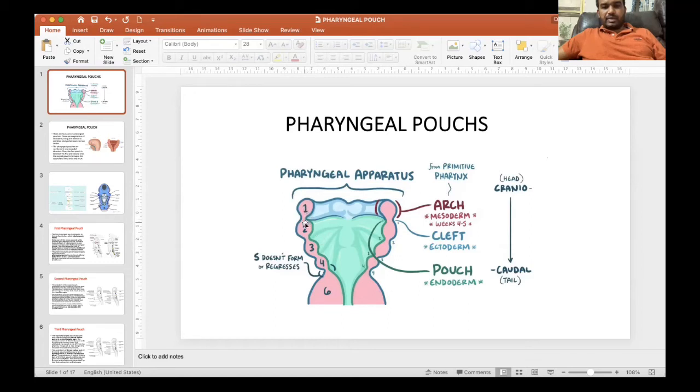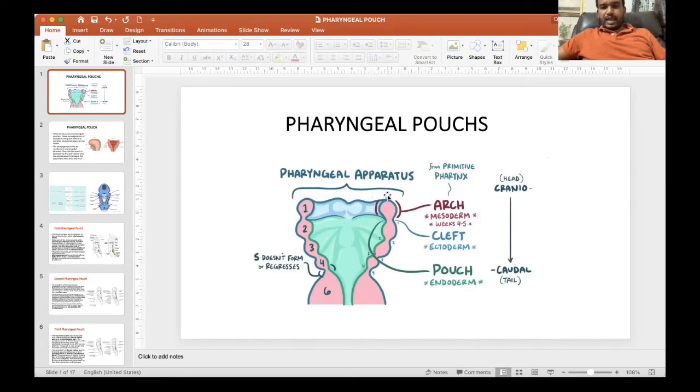Between two arches, the pouch is present, which is lined by the endoderm. So this is the first pouch, second pouch, third pouch, and fourth pouch. The outer ectoderm lining, between the two arches, forms the clefts, also called grooves. So we have the arches, clefts, and pouches. In the last class, as I said, I discussed the arches. Now today I will discuss the pharyngeal pouches.